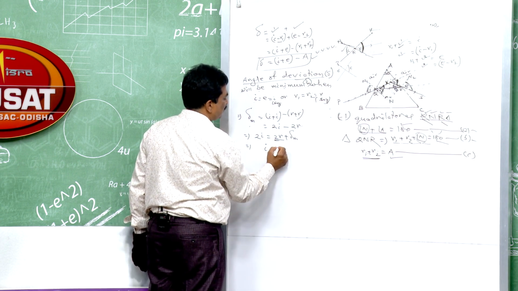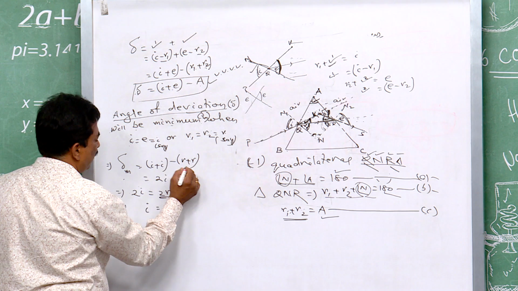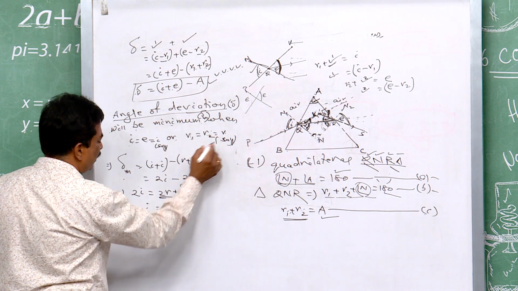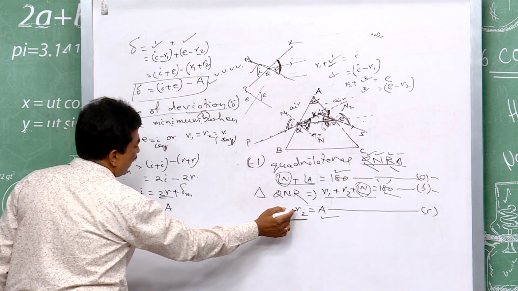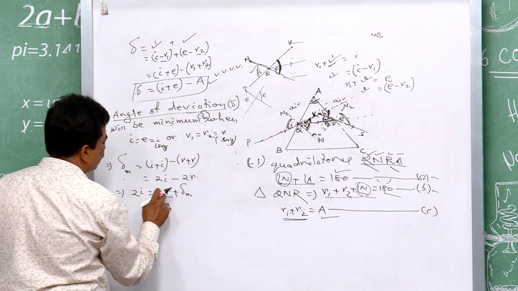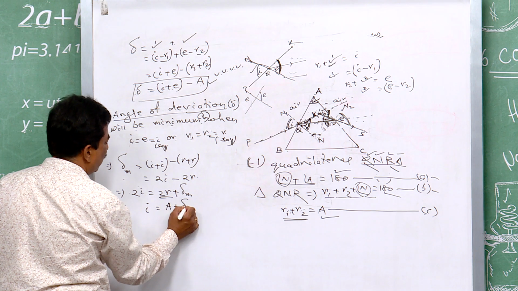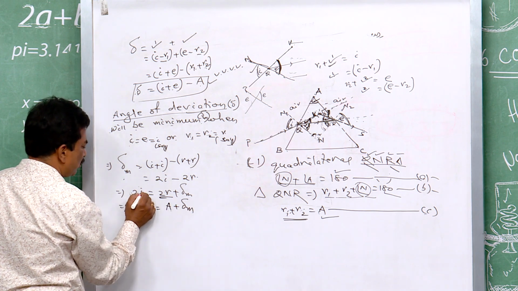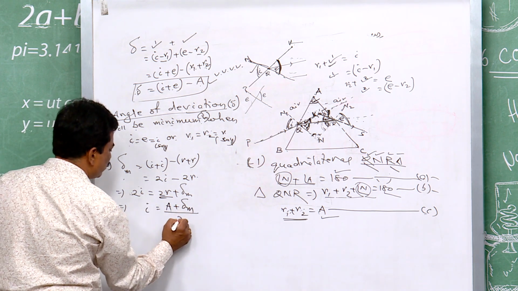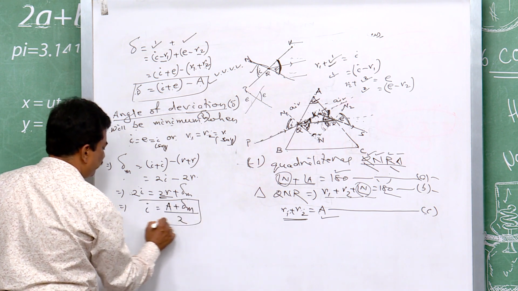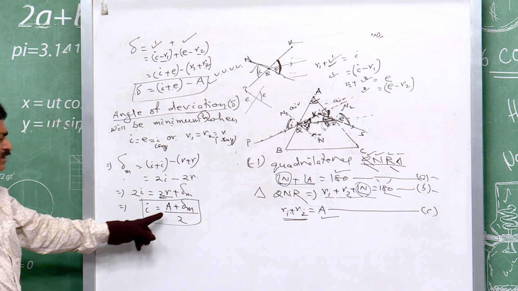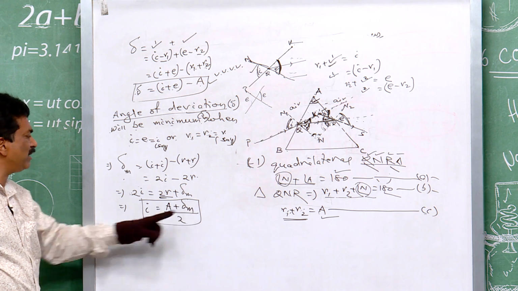and how much is 2R? That is equal to A, because R1 plus R2 is equals to A. So, this 2R that we have taken as A plus del m is equals to 2I. So, I is equals to that by 2. So, angle of incidence is equals to A plus del m by 2.